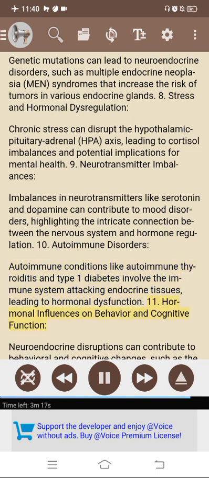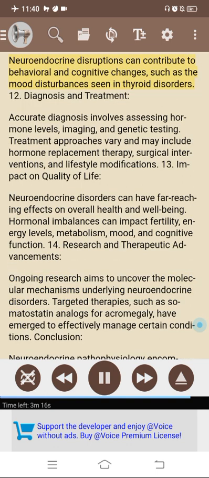to hormonal dysfunction. 11. Hormonal influences on behavior and cognitive function. Neuroendocrine disruptions can contribute to behavioral and cognitive changes, such as the mood disturbances seen in thyroid disorders. 12. Diagnosis and treatment. Accurate diagnosis involves assessing hormone levels, imaging, and genetic testing. Treatment approaches vary and may include hormone replacement therapy, surgical interventions, and lifestyle modifications.